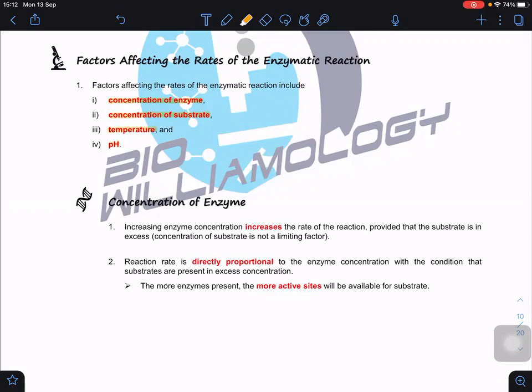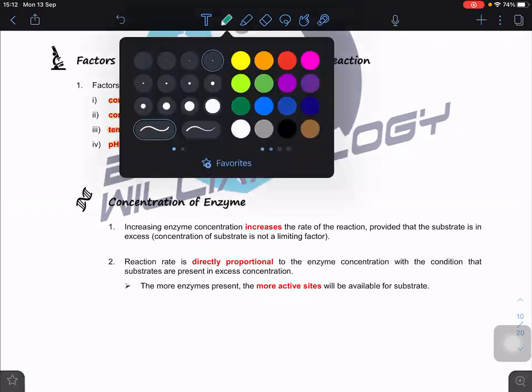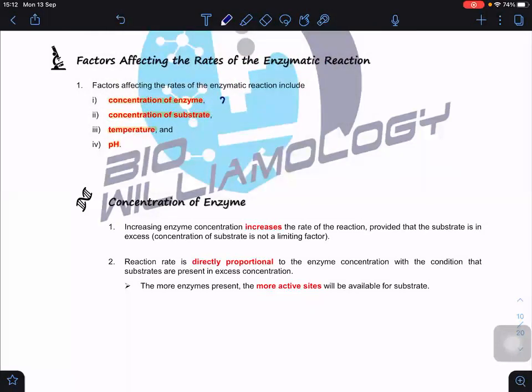Okay, so basically, when you talk about these two, we are referring to the number. And we're going to talk about limiting factors. I will show you what limiting factors means.